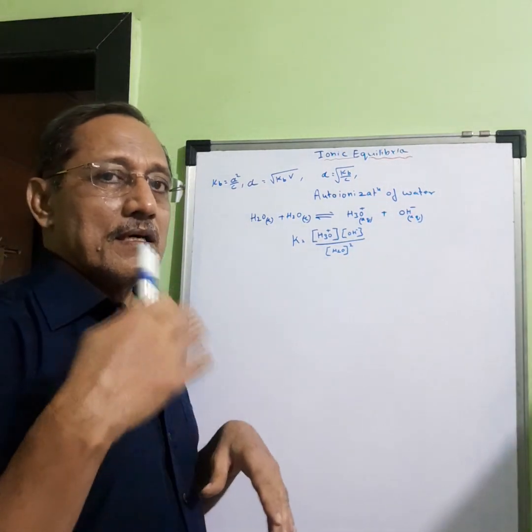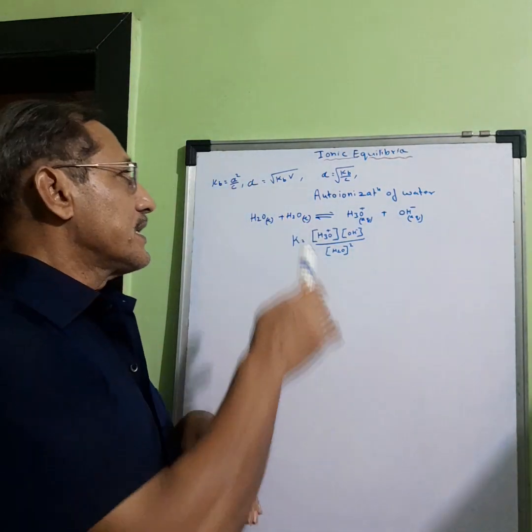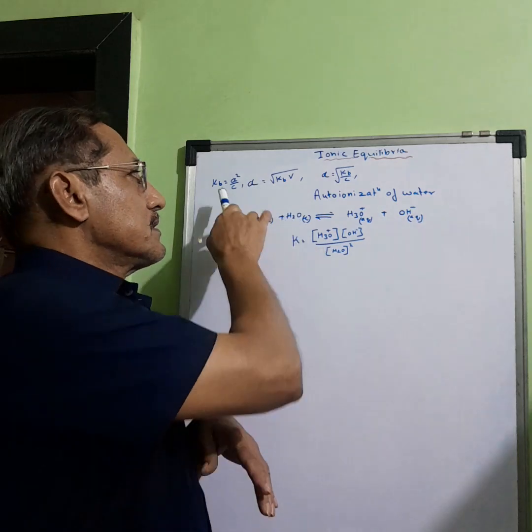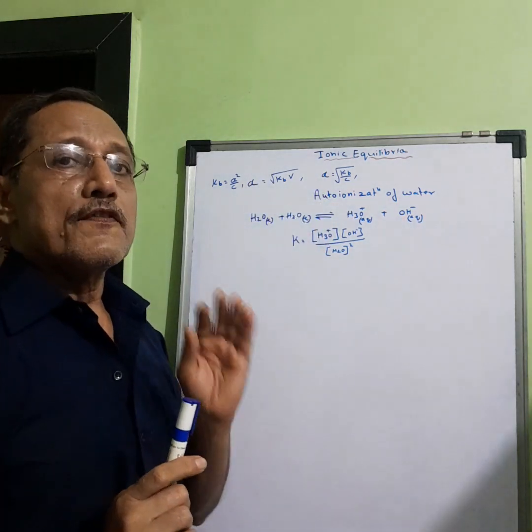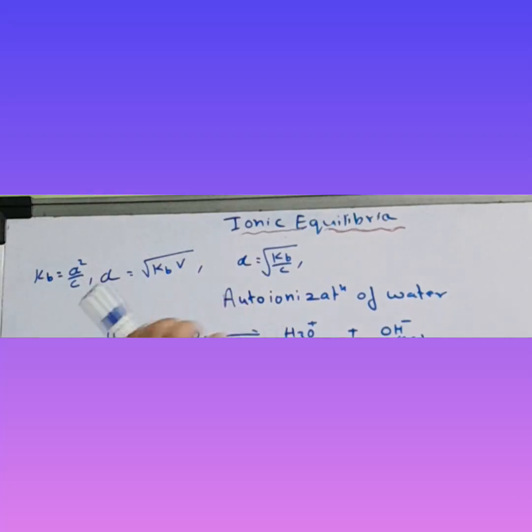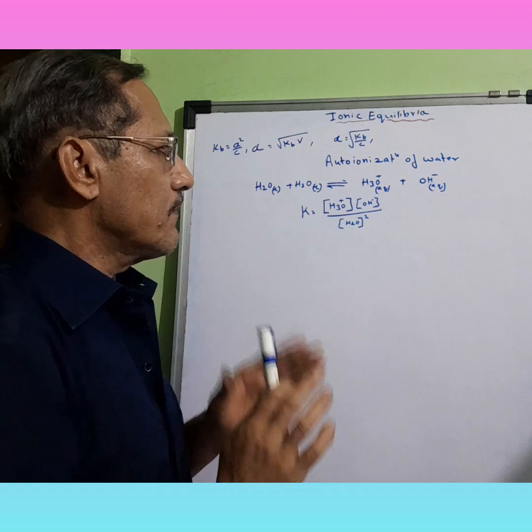Hi guys, in an earlier video I forgot to mention that we can use this formula also for weak bases. It is the same formula, the only thing is it would be Kb instead of Ka. Okay, now let's proceed with autoionization of water.